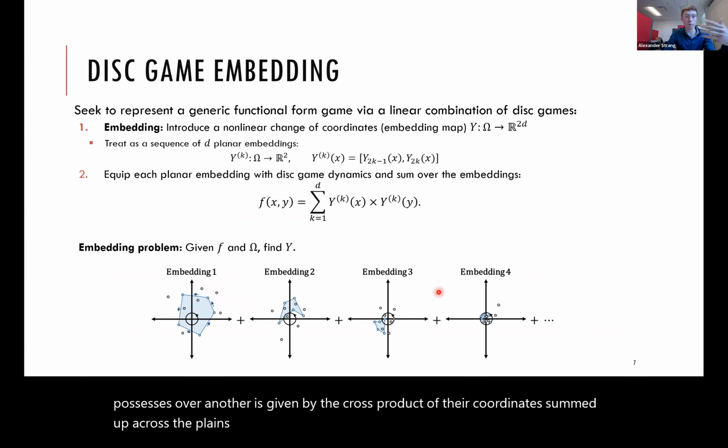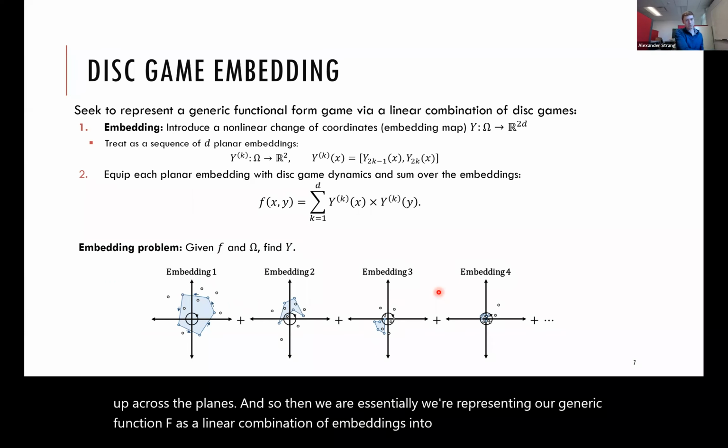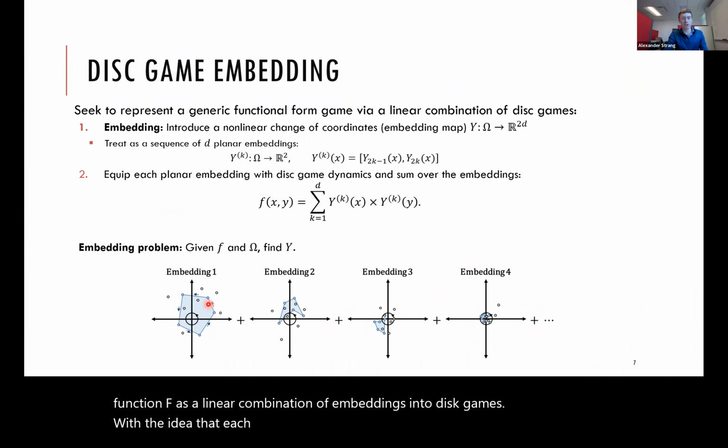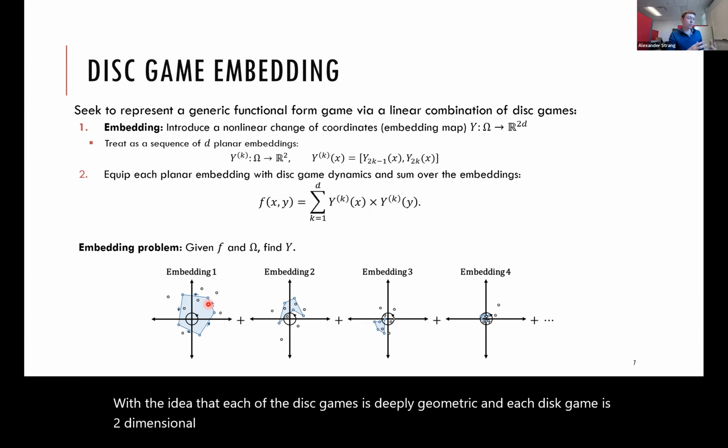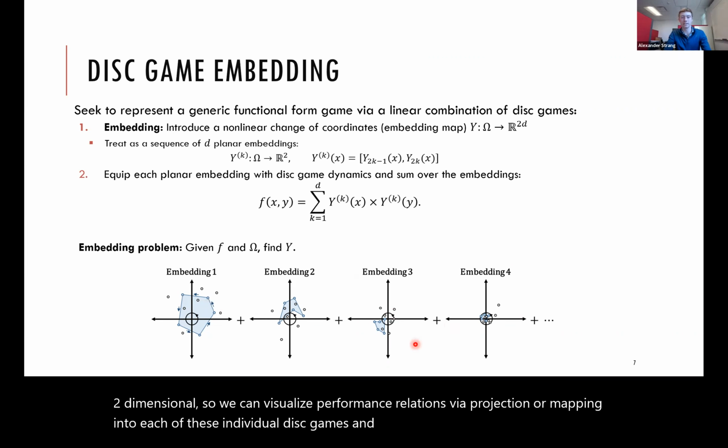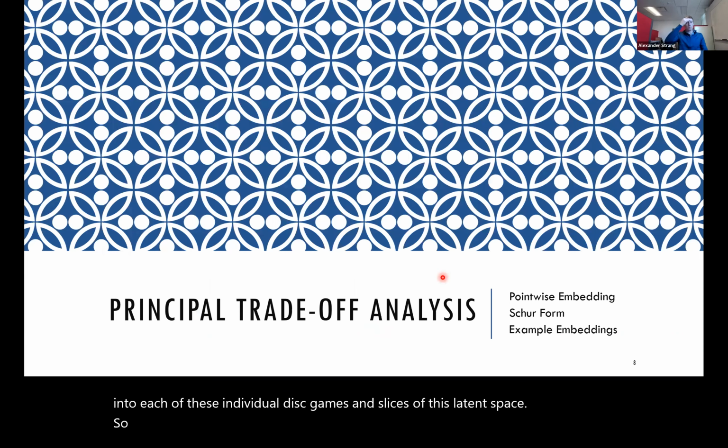And so then we're representing our generic function f as a linear combination of embeddings into disk games, with the idea that each of the disk games is deeply geometric and each disk game is two-dimensional. So we can visualize performance relations via projection or mapping into each of these individual disk games in slices of this latent space.